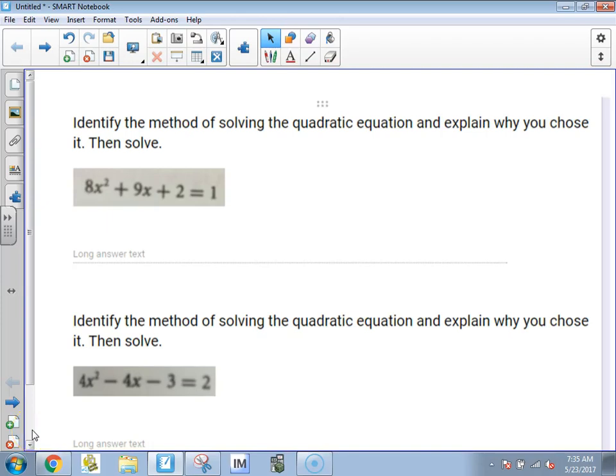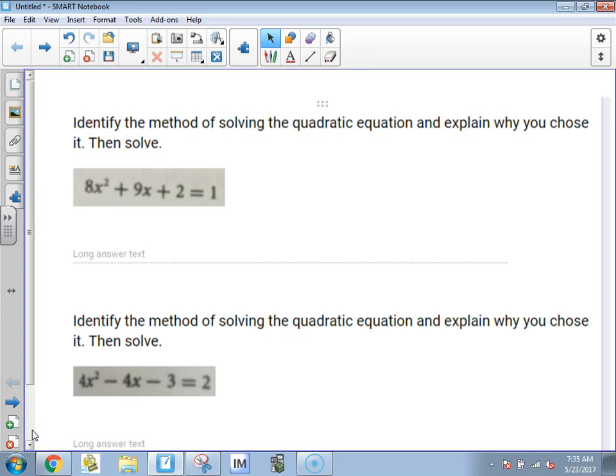All right, very first thing that you're going to want to do is make sure that you have the original problem written down in your notebook. And you notice that it has a few different directions. It has for you to identify the method of solving the quadratic equation, and then to explain why you chose it, and then, of course, to solve it. Okay, so there's a few different things that you need to do.